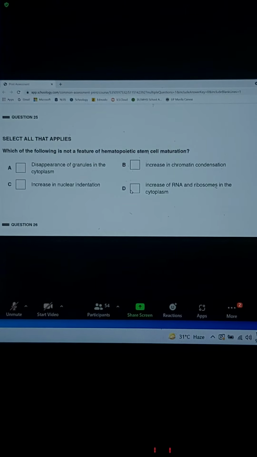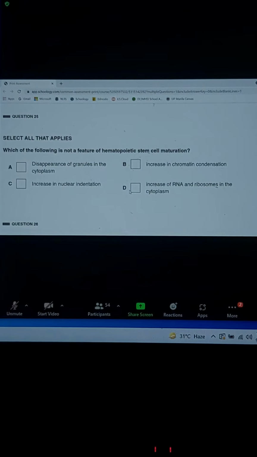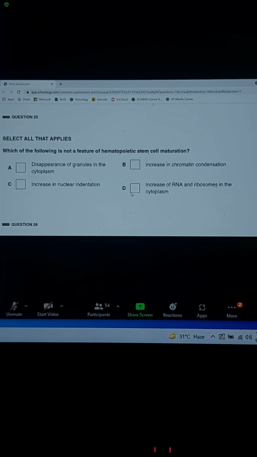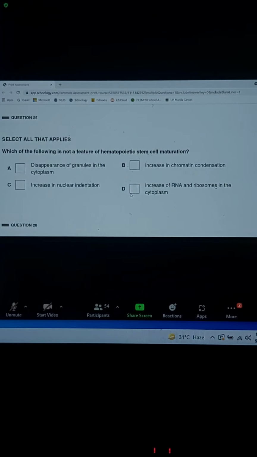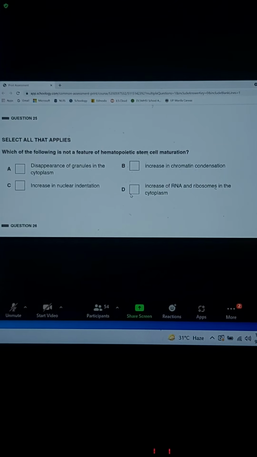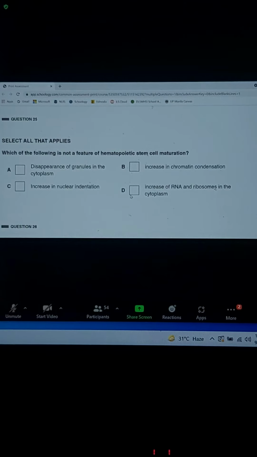How about letter D? Increase of RNA and ribosomes in the cytoplasm. Incorrect. Kasi di ba dapat habang nagmamature ang ating blood cells, nawawala na yung RNA at ribosomes sa cytoplasm. So, the correct answers for question 25 are letter A and letter D.